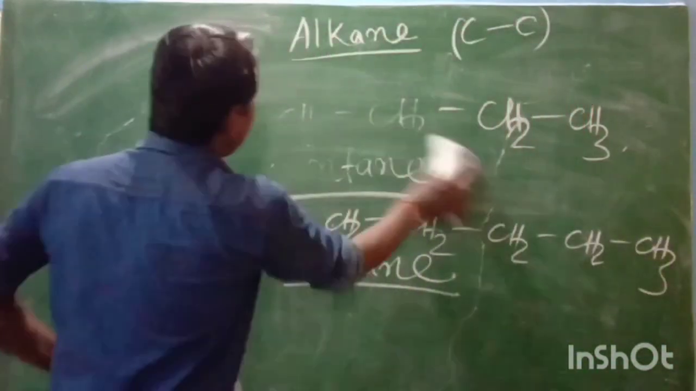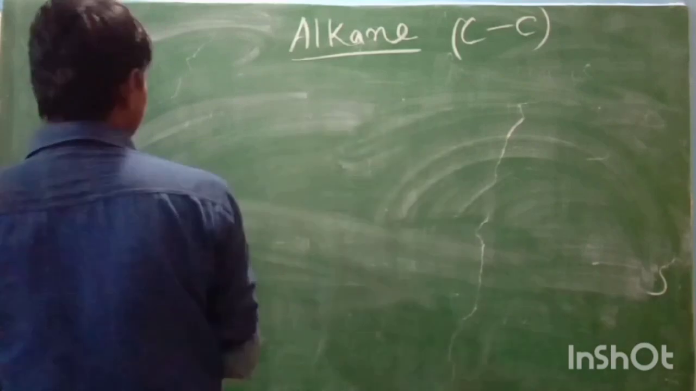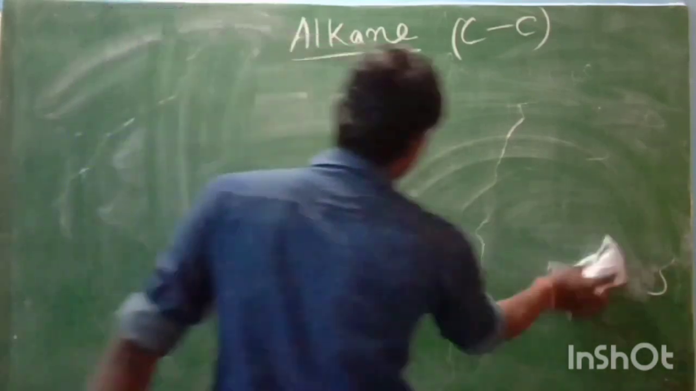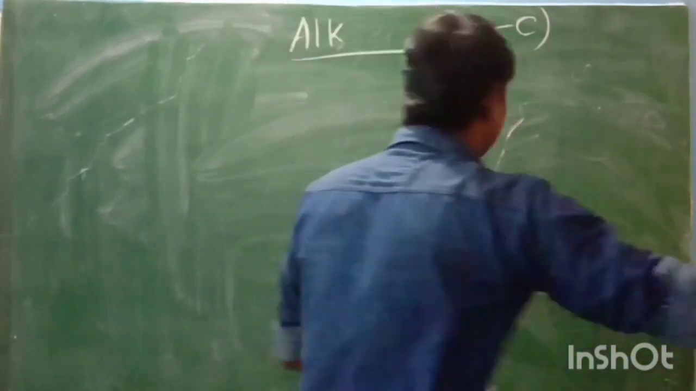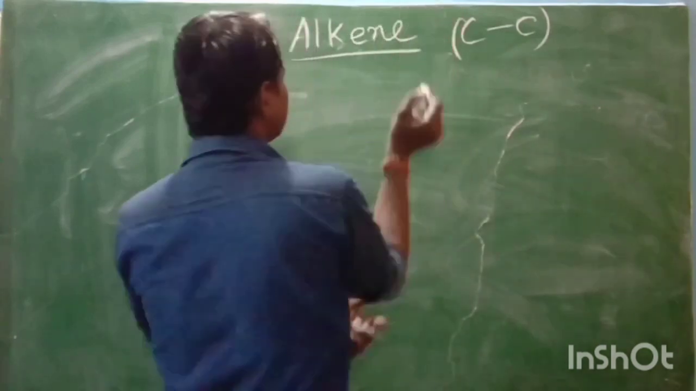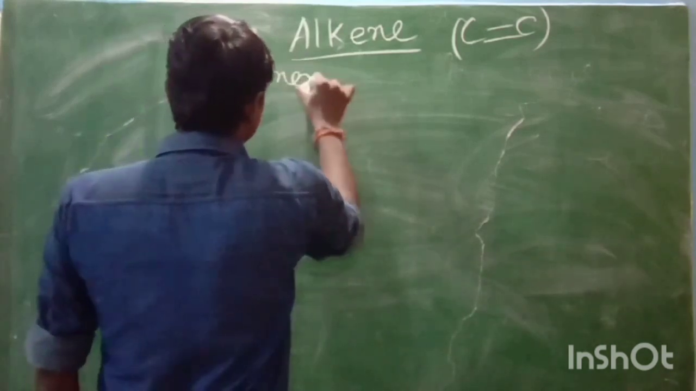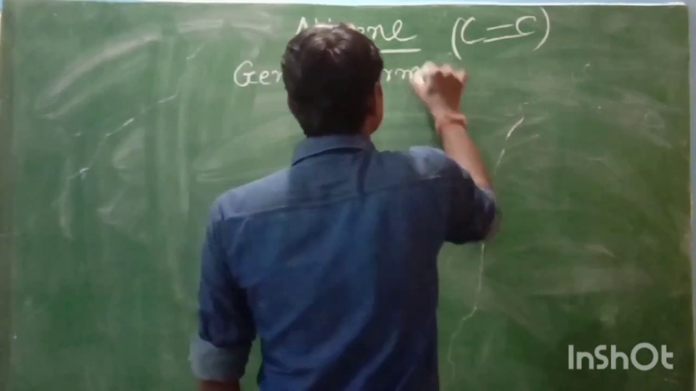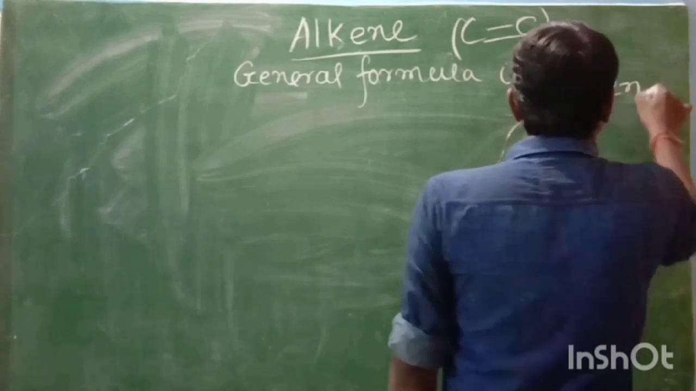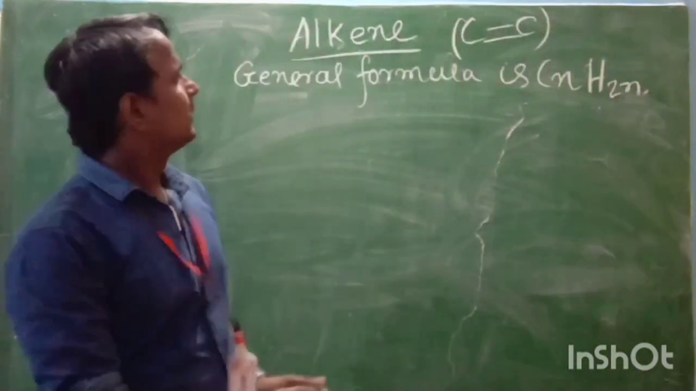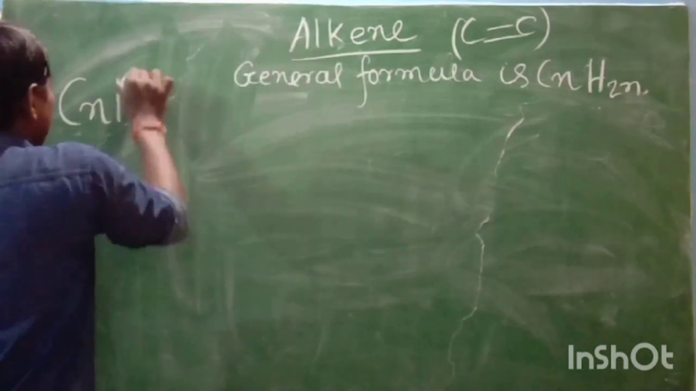Next, we explain the nomenclature of alkene. Alkenes mean carbon-carbon double bond. The general formula is CnH2n. Again I say, if you forget this, how do you create this formula? It's the same: Cn and H2n are common.